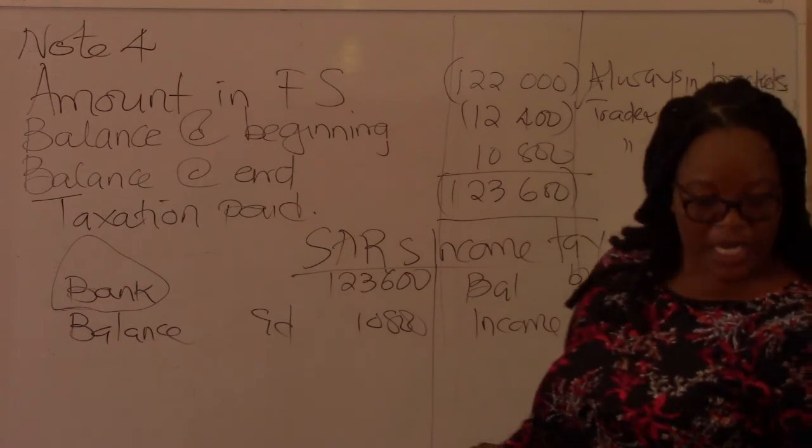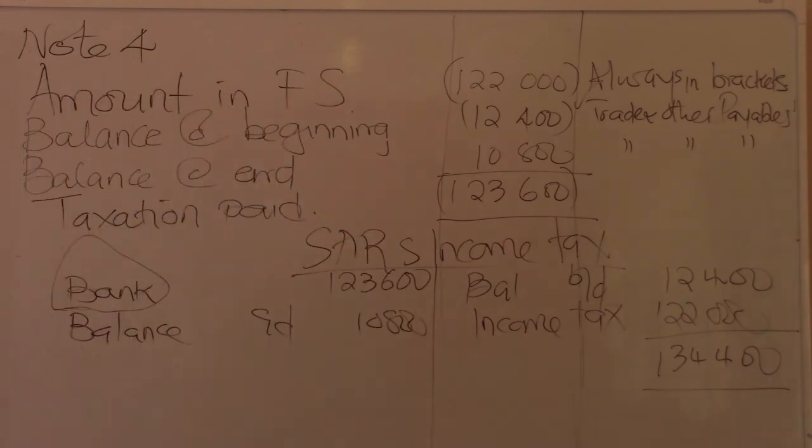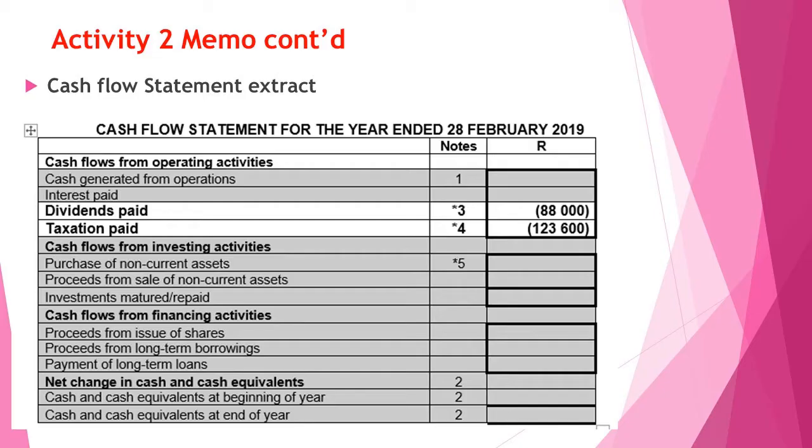Then we now proceed to show that on the face of our cash flow statement. That is our note number 4, taxation paid, a negative 123,600. Okay, let me just do a quick recap. Remember, your dividends paid, your taxation paid, they should both appear as negative on the face of your cash flow statement.